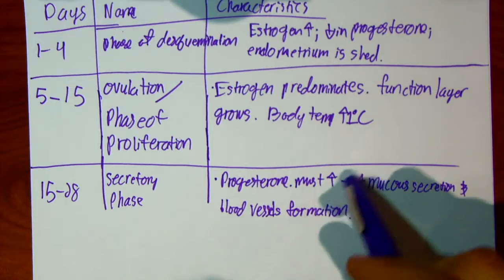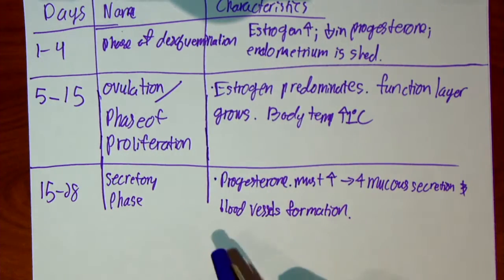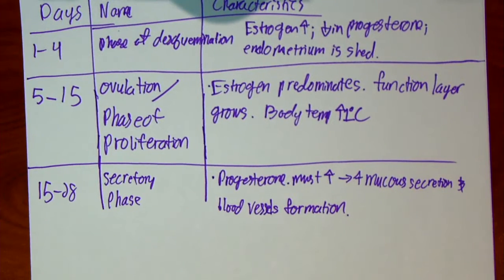From here, when progesterone drops and estrogen begins to increase, you'll actually see ischemia of these blood vessels. That layer of epithelium will then die and shed. And that's when you see the bleeding and menstruation. All right, any questions about menstruation? Yeah?